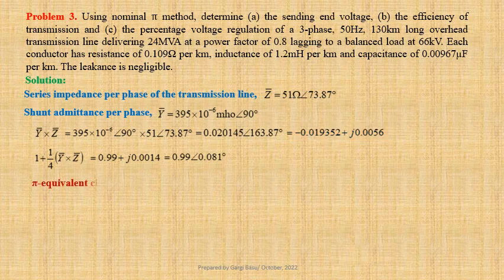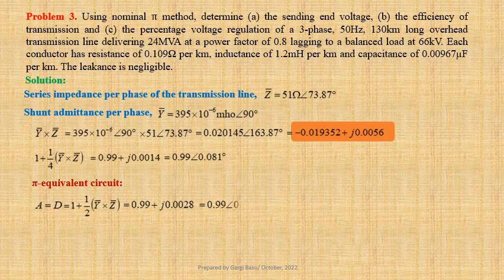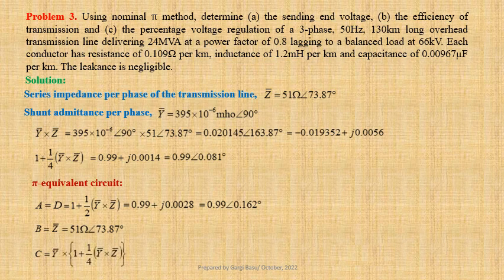For pi equivalent circuit, A equals D equals 1 plus half of Y into Z, that is equal to 0.99 plus j times 0.0028. This may be written in polar form as 0.99 at an angle 0.162 degree. B equals Z, that is equal to 51 ohm at an angle 73.87 degree, and C equals Y into 1 plus 1/4 of Y into Z.